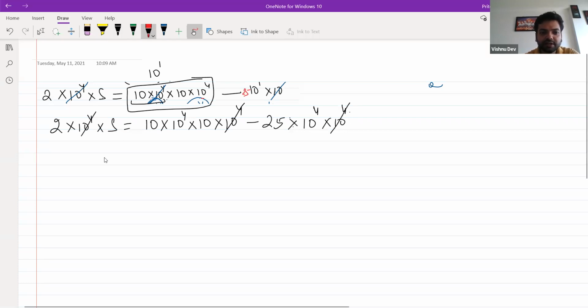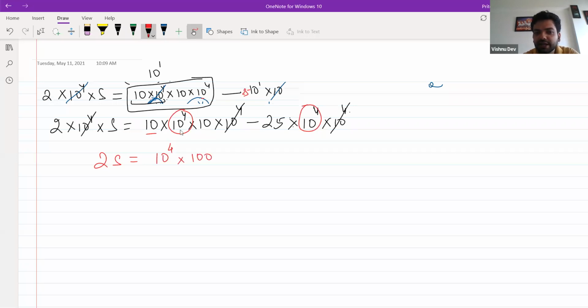So we got 2s is equal to, here again I left 10 to power 4 separately so that I can add or subtract them, because both these terms have 10 to power 4. The rest I multiplied. So 10 times 10 is 100 minus 25 into 10 to power 4. Clear at this point?